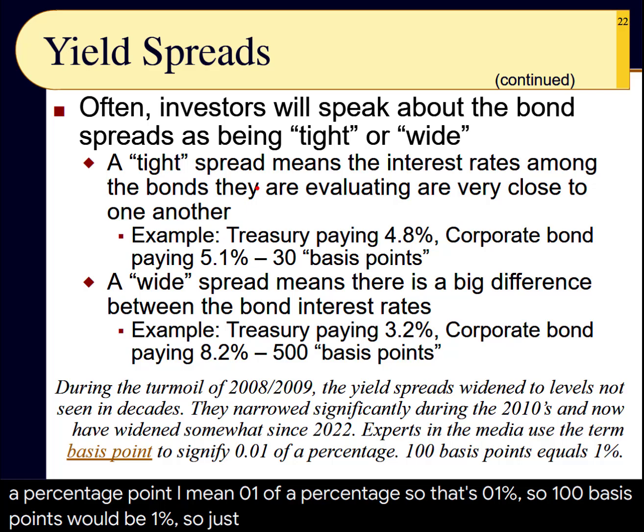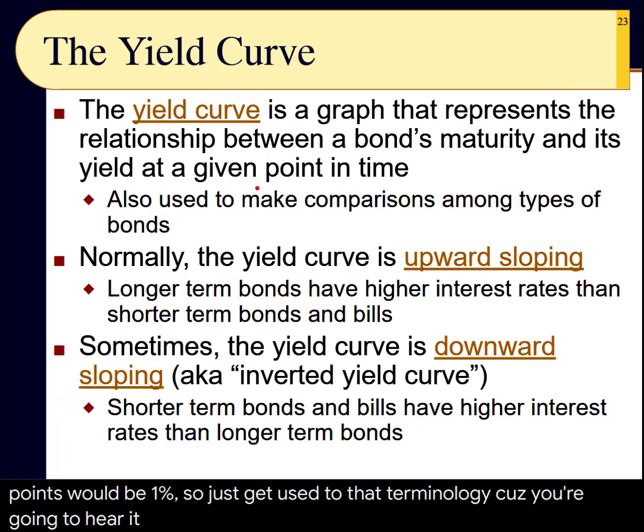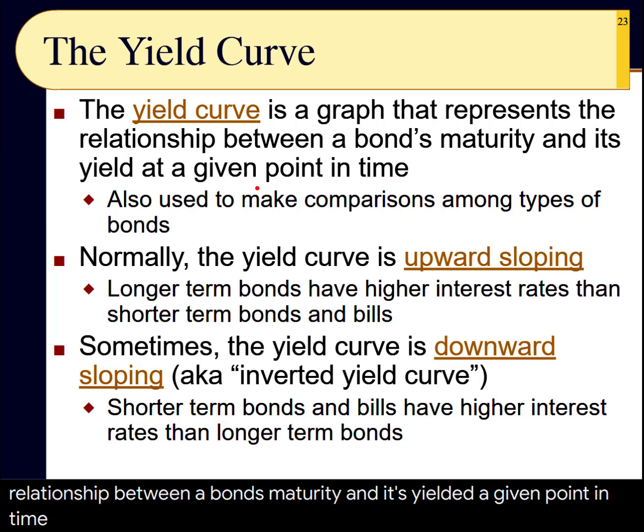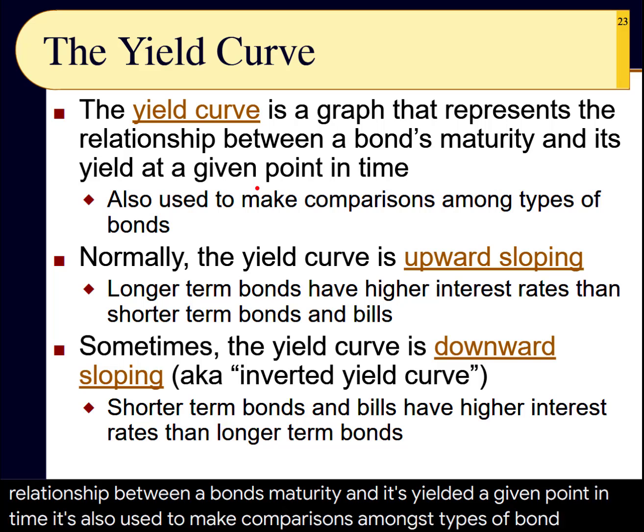So just get used to that terminology because you're going to hear it. Slide 23. The yield curve is a graph that represents the relationship between a bond's maturity and its yield at a given point in time. It's also used to make comparisons among types of bonds.